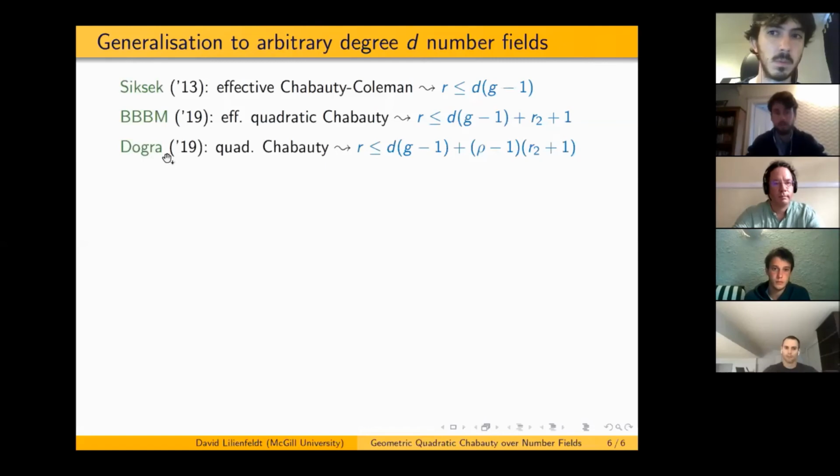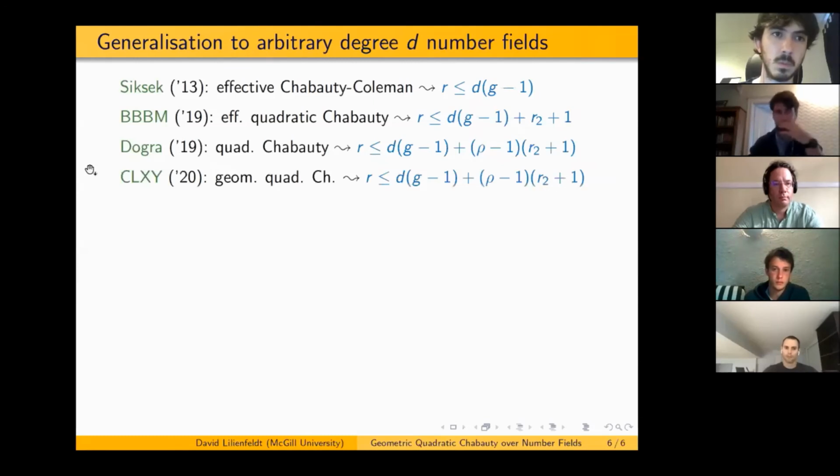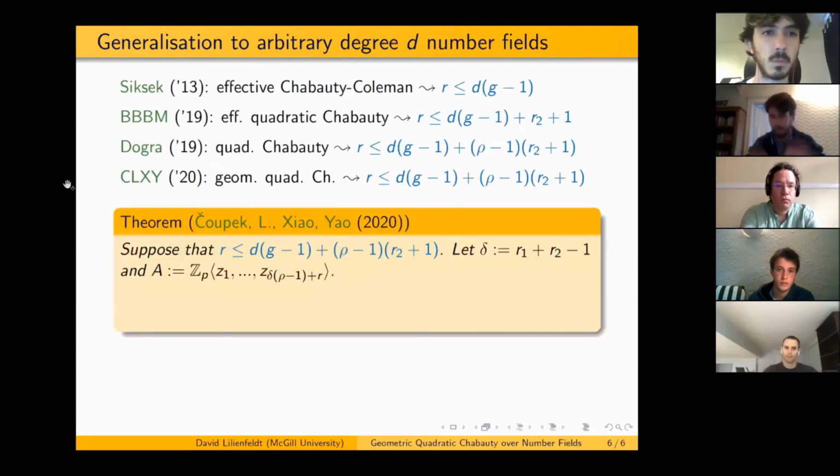There's also work of Netan Dogra, more on the theoretical side of Kim's quadratic Chabauty method, where he bumps it up to this Chabauty condition. And finally, there's my joint work with Kúpek, Xiao, and Yao, where we generalize this geometric quadratic Chabauty method of Edixhoven and Lido to the setting of arbitrary number fields. And you'll notice that we recover the exact same Chabauty condition as the one for quadratic Chabauty over number fields. So let me give you just a rough idea of what our theorem looks like.